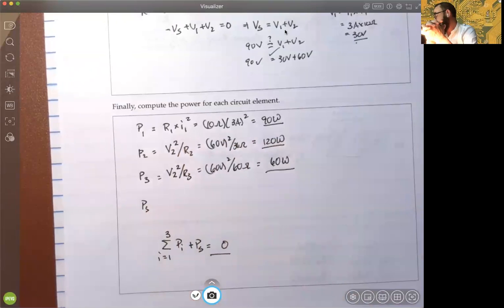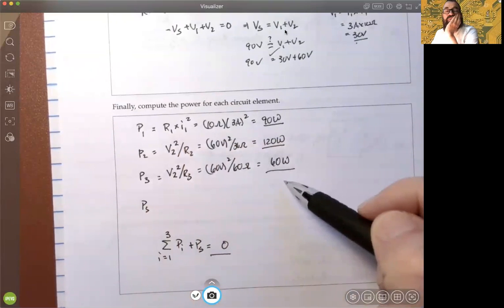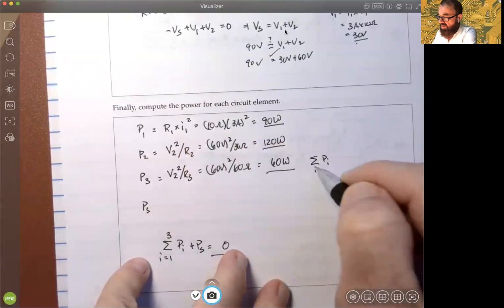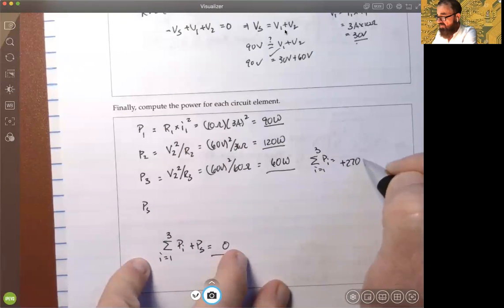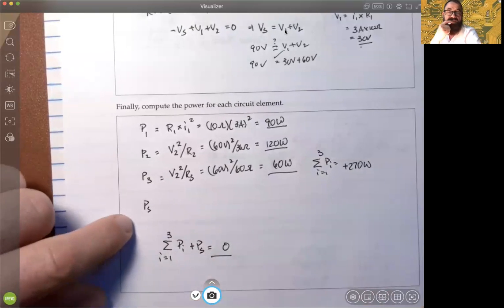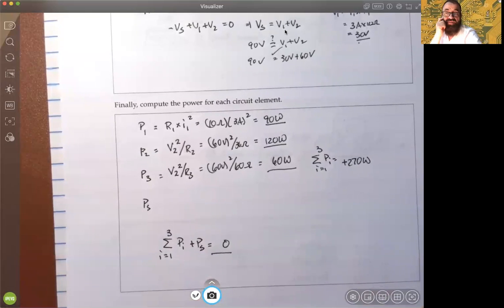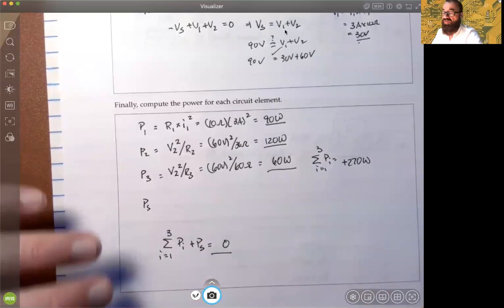So just looking at those right now, what are we dealing with? If we sum these P_i, from i goes from 1 to 3, we're looking at a total of a positive 270 watts. Now, without even doing any computation, you know what the power has to be here, correct? You're right. That's negative 270. It's got to be negative 270. But let's go ahead and use the correct formulas.